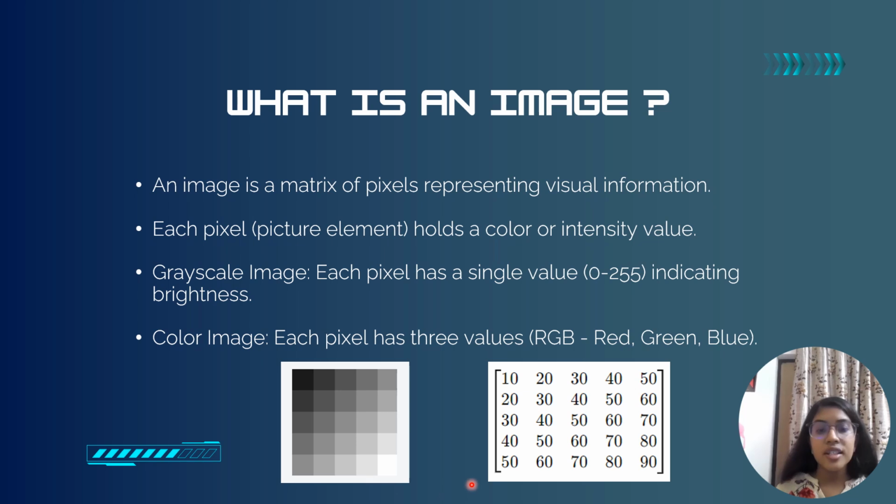Now here we have a sample image, as you can see. This is a very zoomed in version of the image. So you can see these pixels, these tiny boxes. These are the pixels. And this is the matrix form of the pixels. So for example, for this particular pixel, the value is 10. And for this particular pixel, the value is 70.